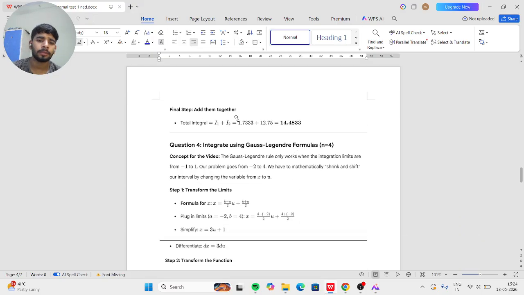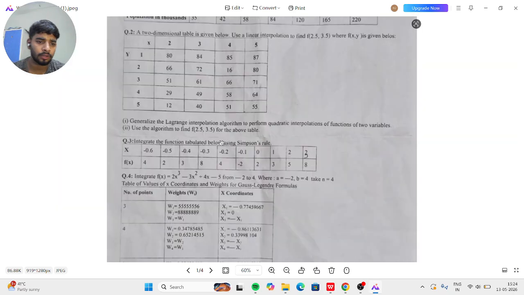Now the final step is adding them together. The total integral will be I1 plus I2, which is 1.7333 plus 12.75. We will get our total integral and final integrated value as 14.4833.